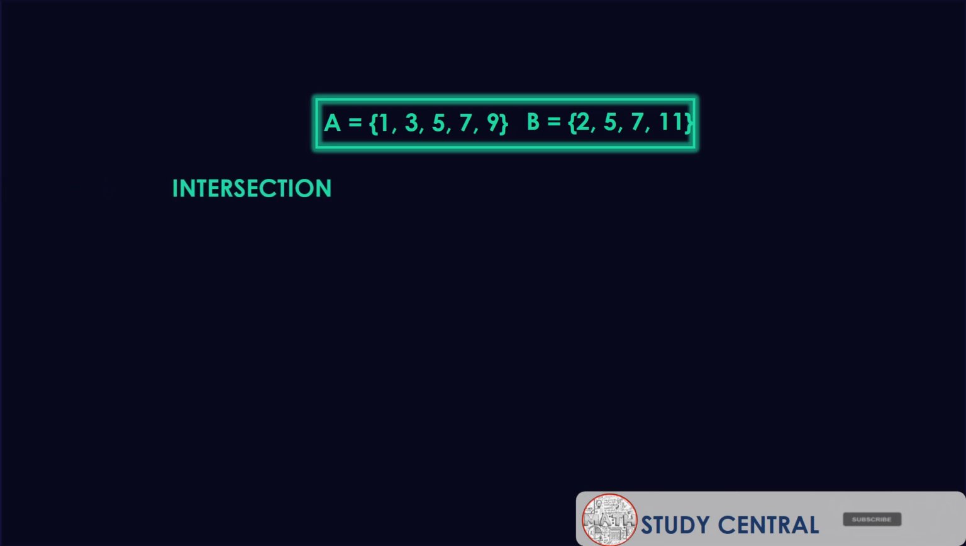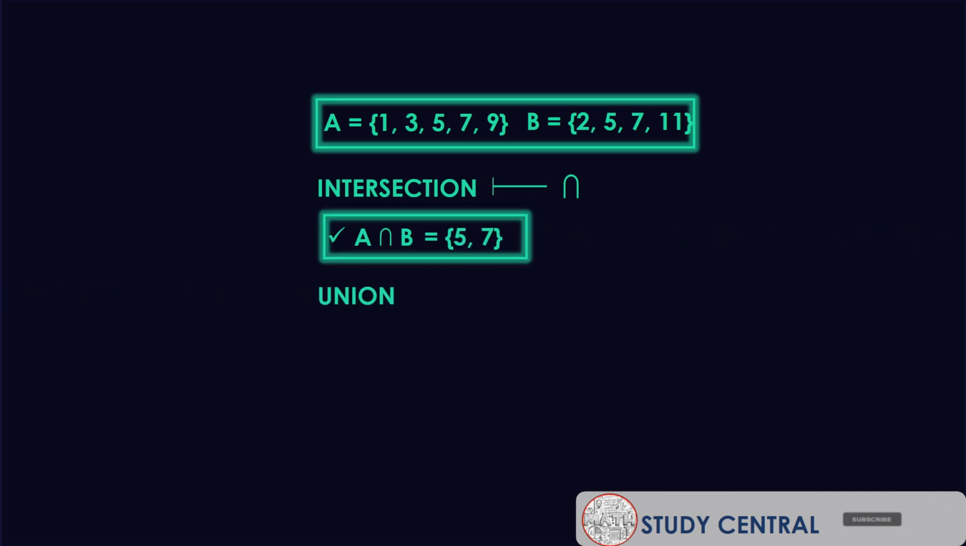Now, intersection. To express the intersection of sets, we use this. Intersection of sets is what the sets have in common. Look at the sets A and B. Only 5 and 7 appear in both sets. So the elements of the set A intersection B are 5 and 7.